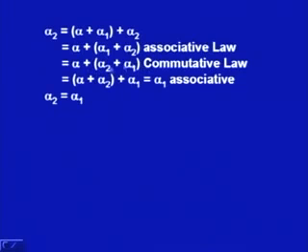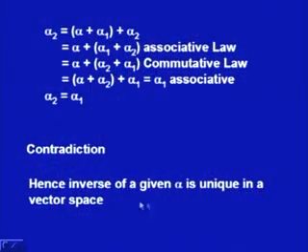And again I can change this bracket because of the associative property. So what I have is (alpha plus alpha 2) plus alpha 1, but then I have already proved that this is nothing but alpha 1. So I have started with alpha 2 and I have arrived at alpha 1. What does it mean? It means alpha 2 is equal to alpha 1, but this is a contradiction. That simply means it is not possible to have two different additive inverses for a given element in V, and that means the inverse of a given alpha in V is unique. So for a vector space, we will have a unique inverse for a given vector.